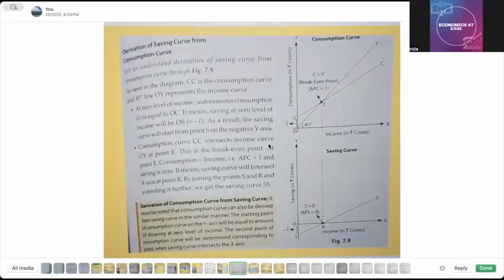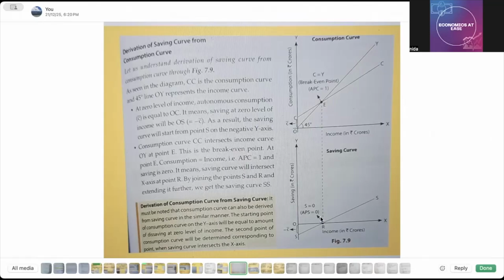Now, derivation of the saving curve from the consumption curve. First of all, we make a consumption curve. The 45-degree line is Y, and the consumption curve always starts from here because this part is autonomous consumption. Even if there is no income, we are still consuming. The point at which income and consumption are the same, where they intersect, is the break-even point, and here the saving is zero.